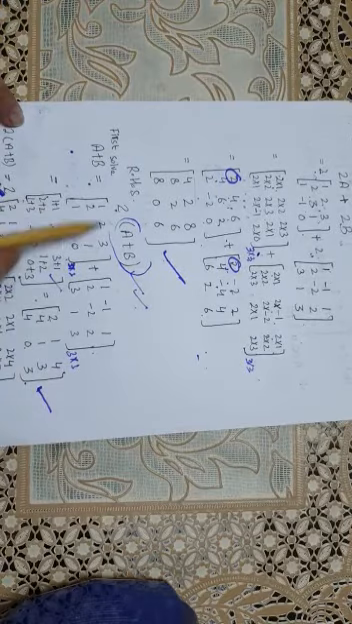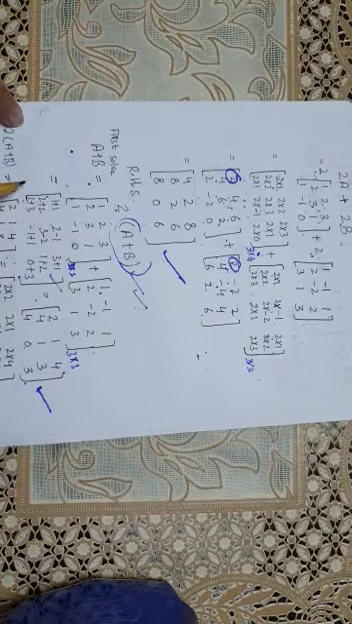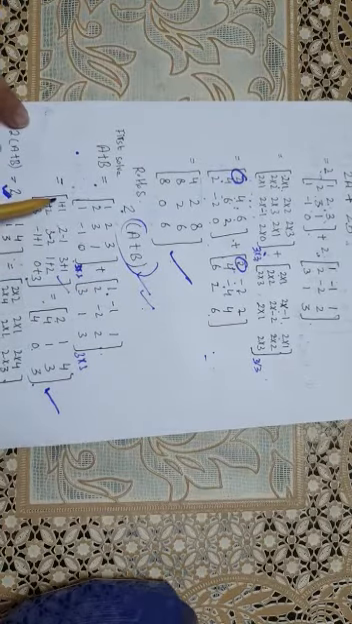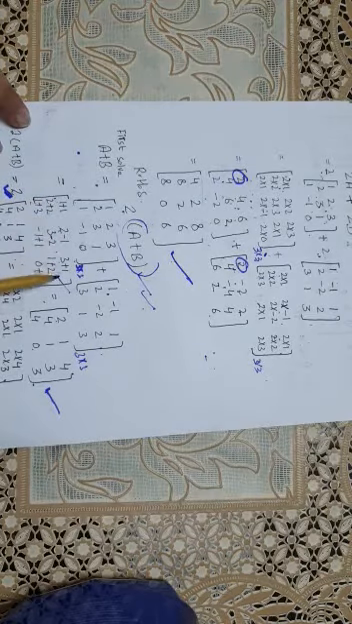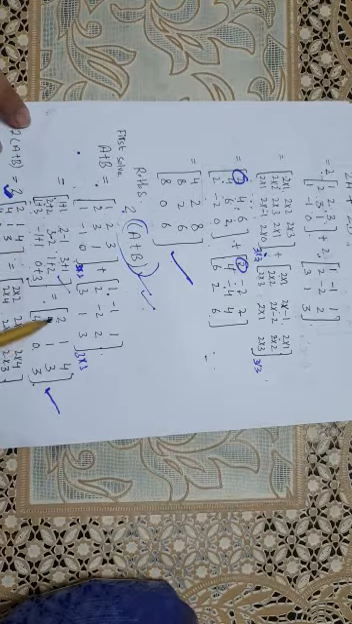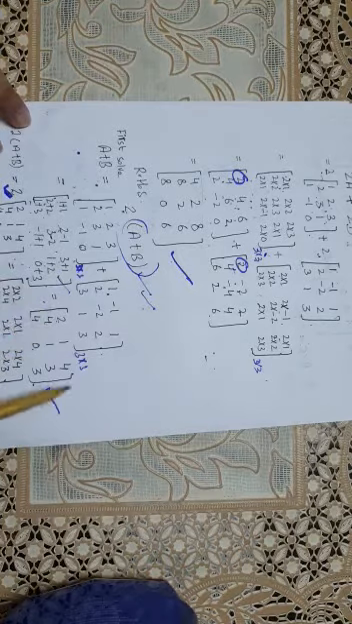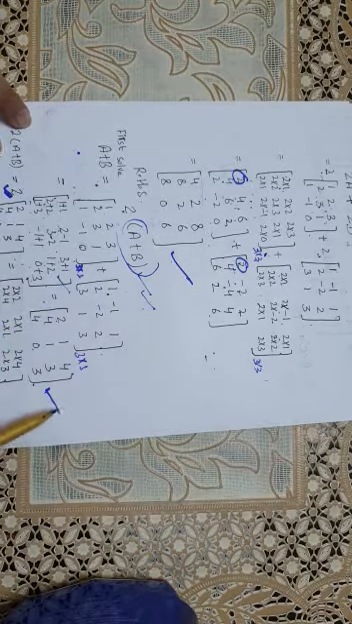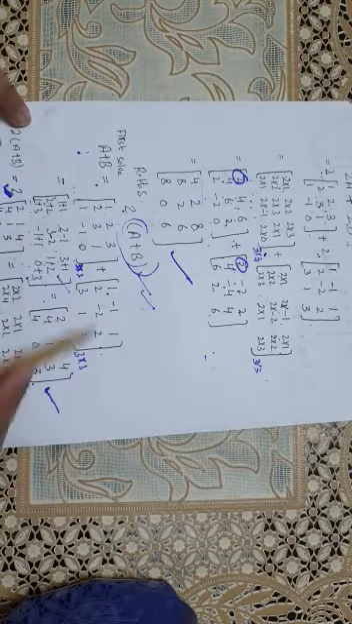Now we will add the corresponding elements of these two matrices. 1 plus 1, 2 minus 1, 3 plus 1, 2 plus 2, 3 minus 2, 1 plus 2, 1 plus 3, minus 1 plus 1, 0 plus 3. The answer of this matrix will be 2, 1, 4, 4, 1, 3, 4, 0, 3. This is the solution of a plus b.